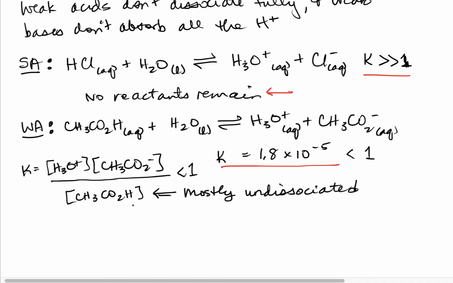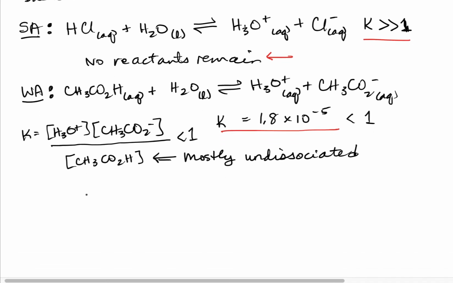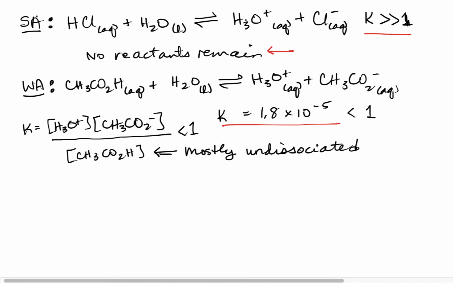That we mostly have reactants. That the acetic acid mostly still holds on to its proton and doesn't dissociate it very successfully. So if we think about strong acids and weak acids, and strong bases and weak bases, our understanding from equilibrium can help us with this. Anything that's strong, we remember that this K value is much bigger than 1, and this reaction goes forward and leaves almost no reactants remaining.